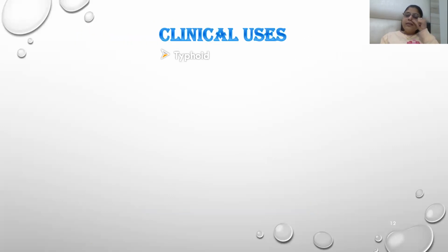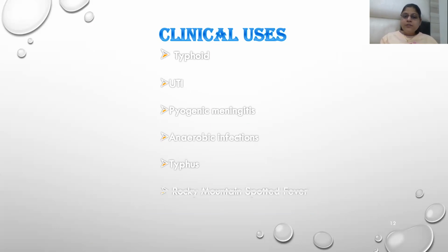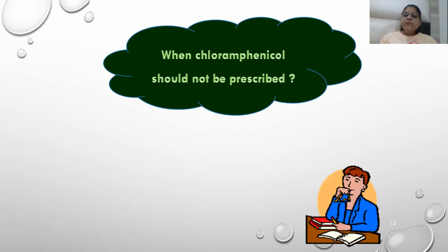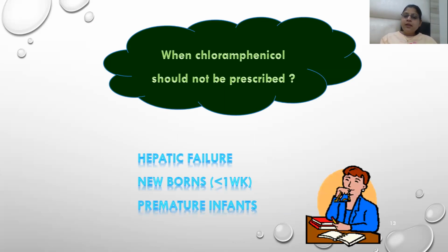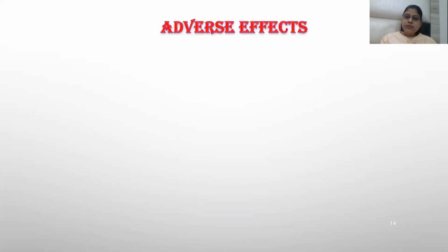Clinical uses: it was first used for Salmonella typhi, against which it is effective. It was a drug of choice for typhoid, enteric fever, UTI, pyogenic meningitis, anaerobic infections, typhus, Rocky Mountain spotted fever, and meningococcal meningitis. Topically, it can be used for eye infections, conjunctivitis, endophthalmitis, and ear infections. Chloramphenicol should not be prescribed in hepatic failure, in newborns less than 1 week old, or in premature infants.